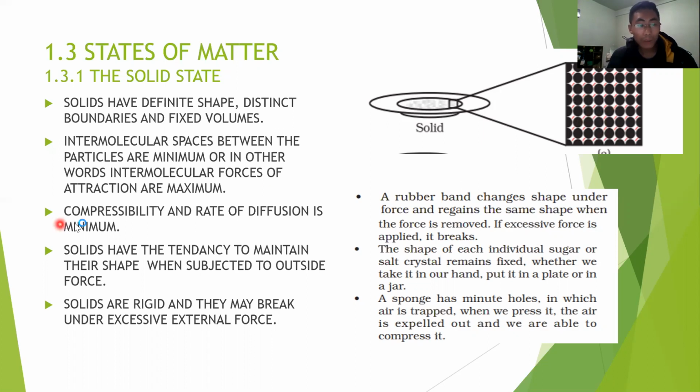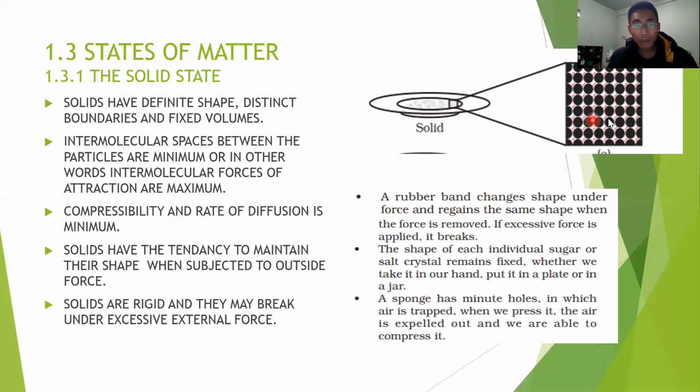Then the next one is compressibility and rate of diffusion. Now compressibility is nothing but the ability to shrink its size. Now here, if you see, there are practically no spaces in between. So whatever space the particles have is already occupied.